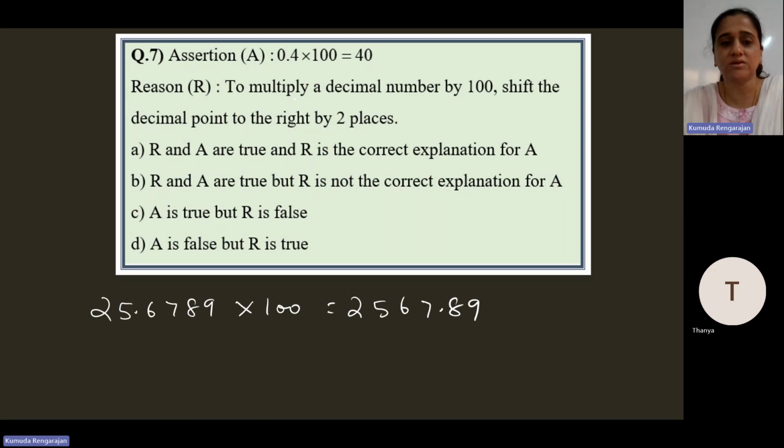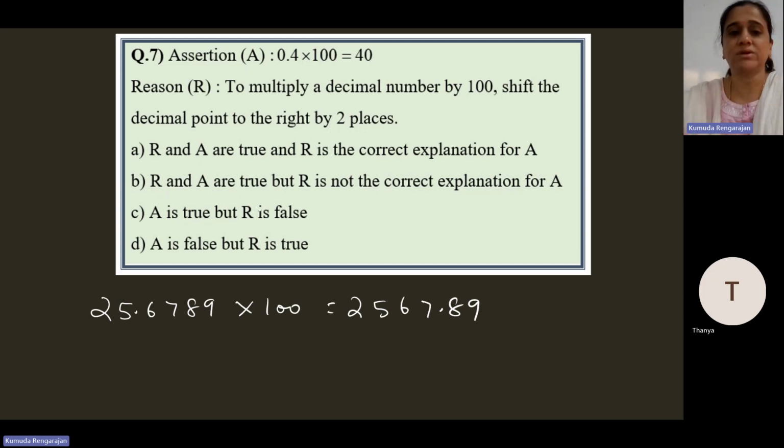According to the reason given here, to multiply a decimal number by 100, shift the decimal point to the right by 2 decimal places. Applying this rule, I'm telling you, no, you people are not getting me. Is the first one correct? 0.4 into 100 is 40. Is that right? Yes. So the assertion is correct. Now we talk about the reason.